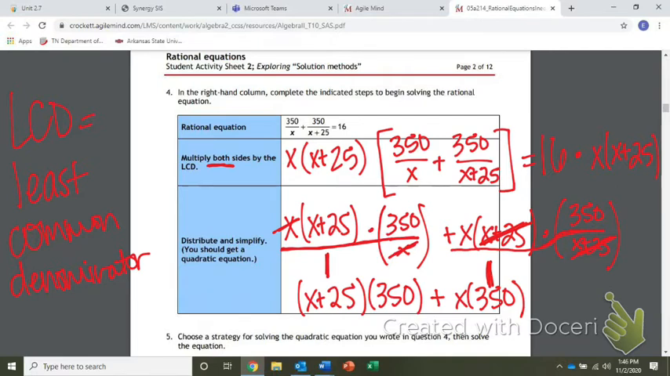Well, we can make that 350x. We can do that. But, okay, let's do this. Let's do 16 times x plus 25, because we have to do the right side. Okay? Does everybody have this right now? I'm going to have to go to another page. No?